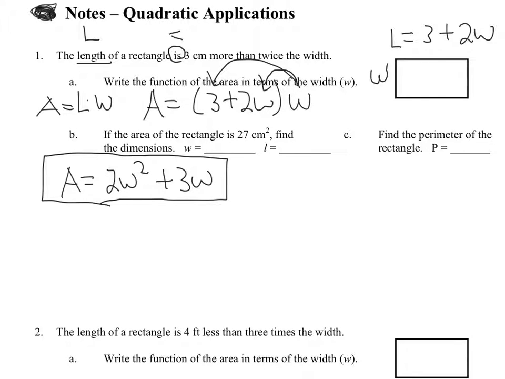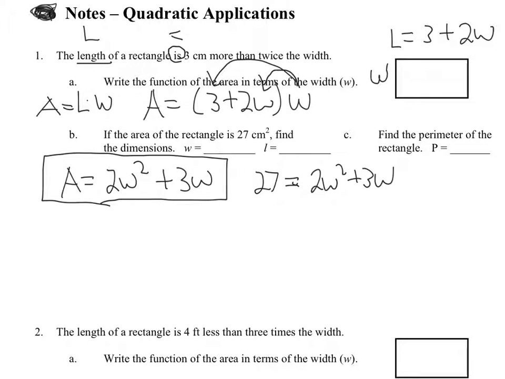So for B, if the area of the rectangle is 27 centimeters squared, find the dimensions. So right now this is saying that area, A, the area is 27. So I'm just going to replace this by 27. Okay? So writing that over here then, 27 equals 2W squared plus 3W. Okay? So I'm just going to go ahead and solve this.